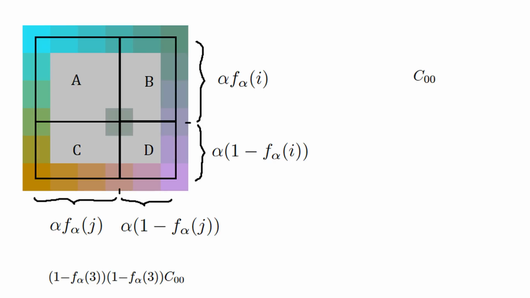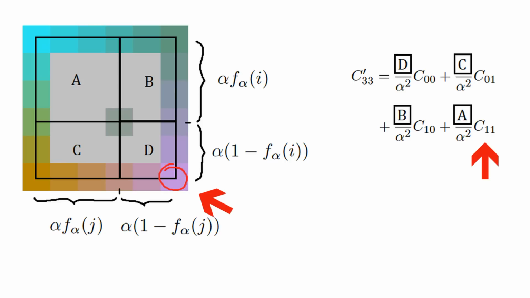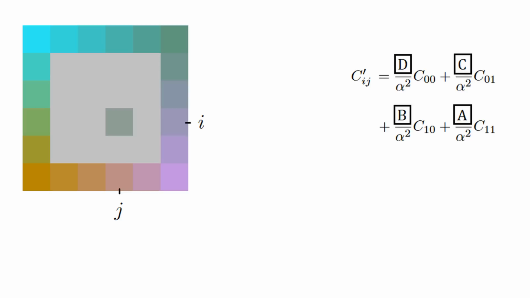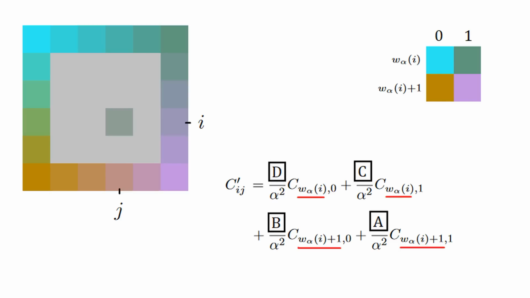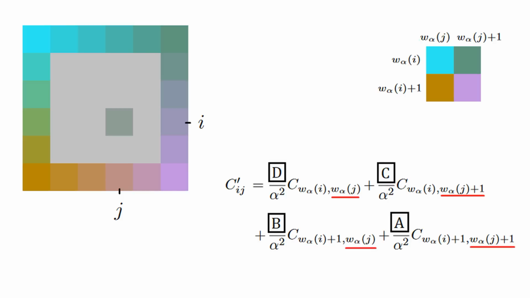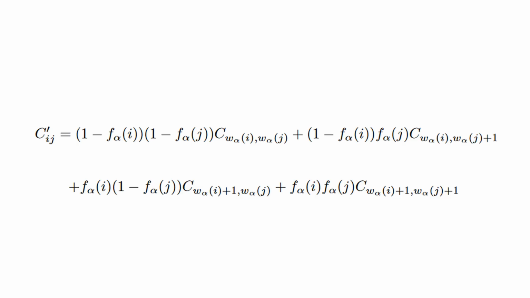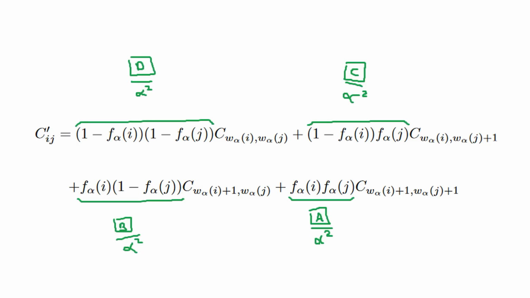We can see how its coefficient is 1 minus f of i times 1 minus f of j, which is just area d divided by the total area alpha squared. Generally, each corner pixel uses the area opposite of it divided by the total area as its weight. We can now generalize it like before, so instead of just using the pixels at 0 and 1, we can find the general index by using our w function for i and for j respectively. Back to our formula. We just plugged back in the values for these areas.